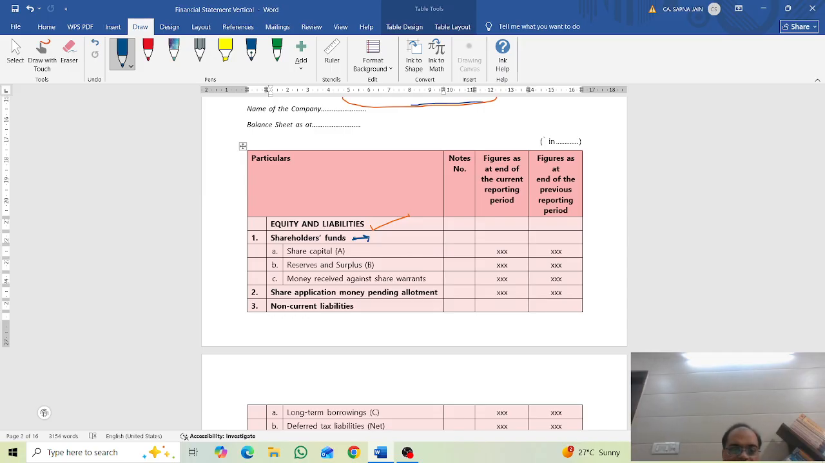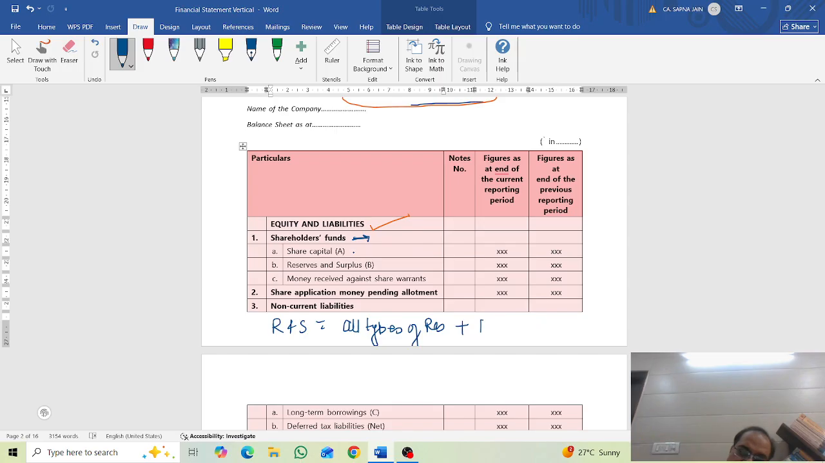Equity share capital, preference share capital, all are part of the share capital of the company. The second is reserve and surplus. All types of reserve, like general reserve, capital redemption reserve, debenture redemption reserve, capital reserve, all are part of reserve and surplus.